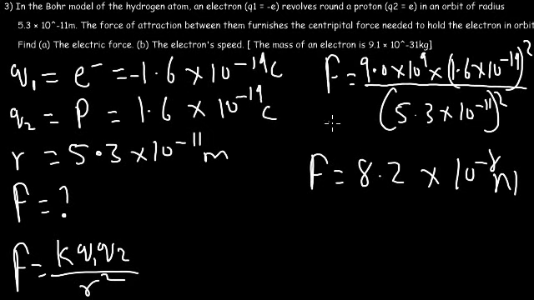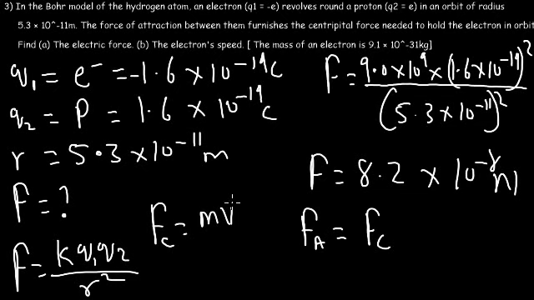Now, according to the problem, the electric force furnishes the centripetal force needed to hold the electron in an orbit, which implies that the electric force of attraction is now equals to the centripetal force. And we know that from the definition, centripetal force is simply equals to mv squared over r. So therefore, the electric force is now equals to mv squared over r. With this, we can calculate the speed of the electron.